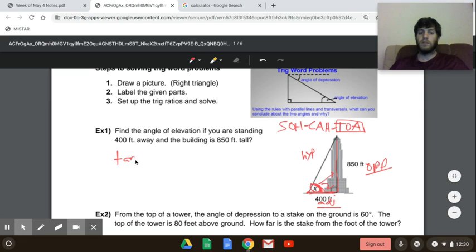So tangent inverse. Okay, and you input the ratio, right? Regular tangent, you'd input the angle, and it'd give you a ratio as an output. Here we're inputting the ratio, so our ratio is opposite over adjacent. So that's going to be 850 divided by 400. That's going to be equal to our angle, which in this case is x.